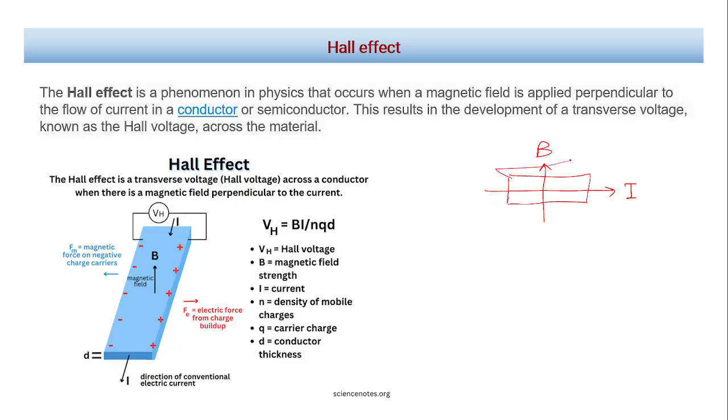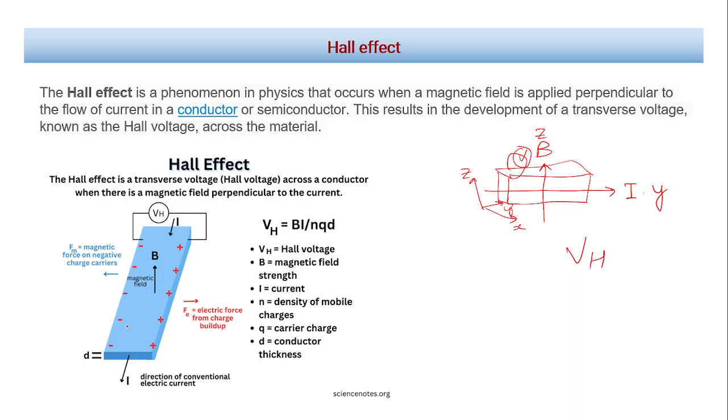This is not a good diagram, maybe I should draw it like this. If this is x, this is y, this is z direction, the magnetic field is in z direction, and current is flowing in y direction. Then if we connect a voltmeter from the back side to the front face, we'll see a voltage difference generated across these two walls. That is what we know as Hall voltage.